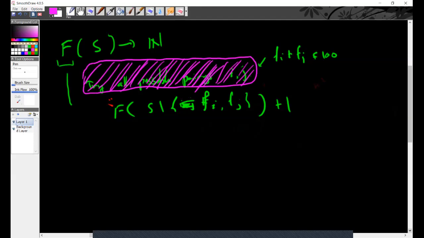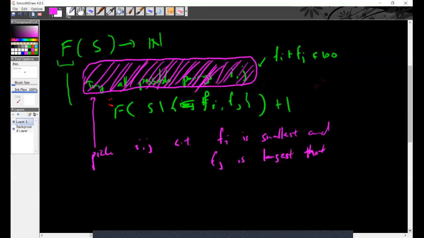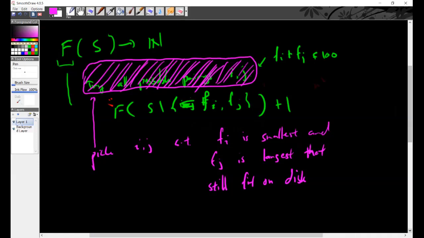So we're going to swap out this part and say that we're going to pick i and j such that f_i is smallest and f_j is largest, that still fit on the same disk. Intuitively, the idea is that you're not going to waste space. But you can't just take the smallest and the largest, because if they don't fit on the same disk, you can't put them on the same disk. So the rough algorithm should be: if f_j is too large, you just put f_j on a disk by itself. If not, you can put the two of them together on a single disk.